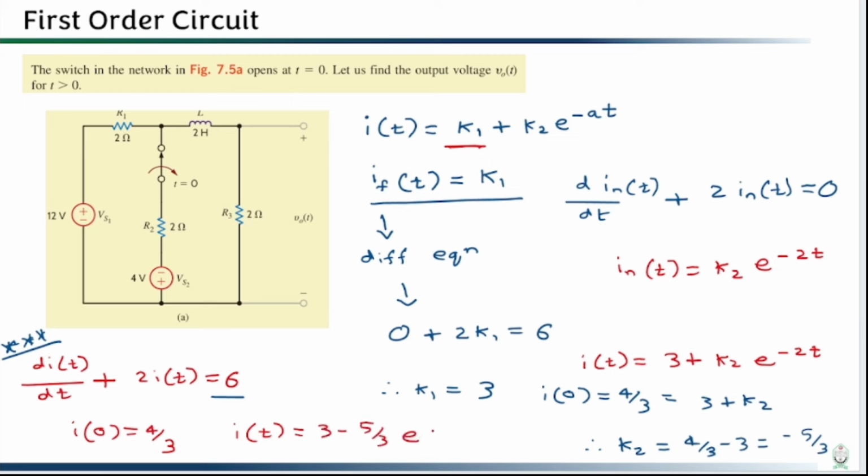So the final solution we have at hand is i(t) equals 3 minus 5 by 3 e to the power minus 2t. And if we have the value of i naught, we can easily calculate the value of v naught by just multiplying 2 with this value. So this is how we can conclude this mathematical problem.